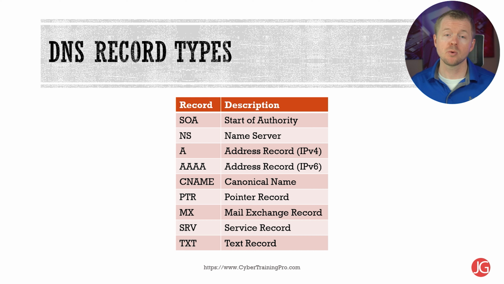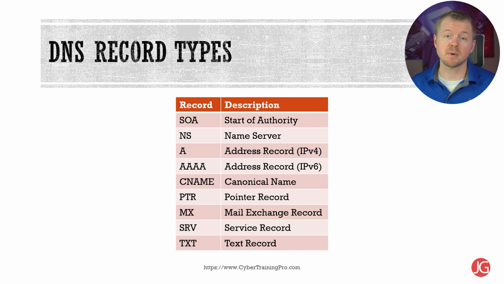PTR, or pointer records, reverse the function of A or Quad A records. They use an IP address for their names, and they hold the fully qualified domain name of a host at that address. These are only found in reverse lookup zones. Pointer records can only point a single IP address to a single fully qualified domain name, which is different from A and Quad A records that can point to several fully qualified domain names.